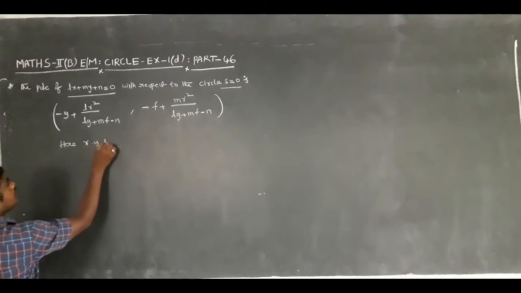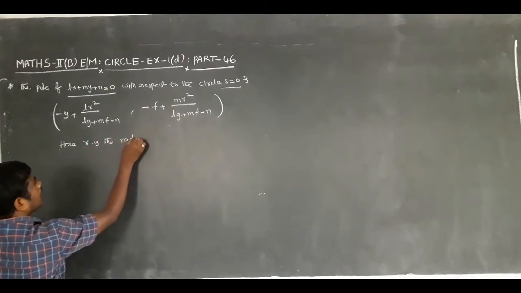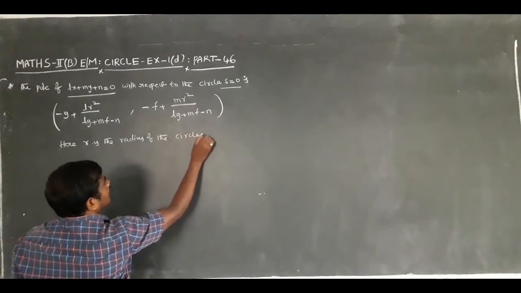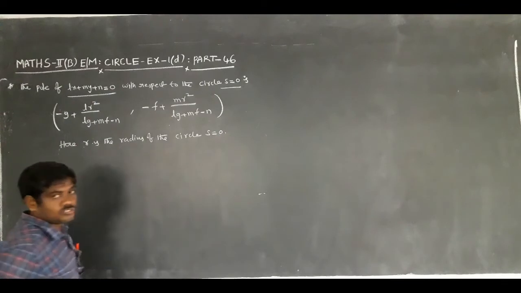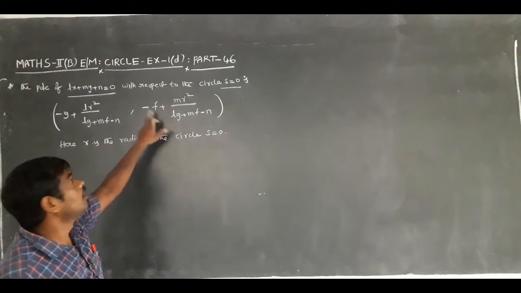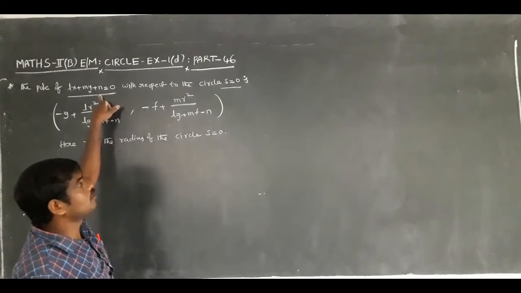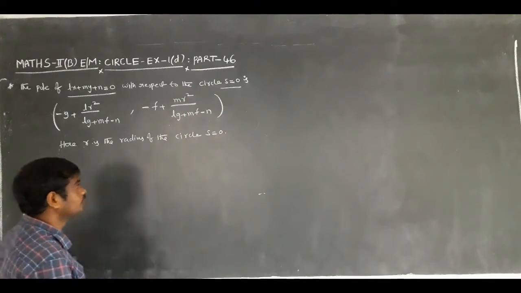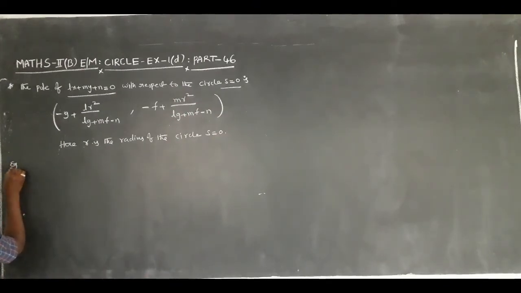This is the formula for finding the pole of Lx plus My plus N equals 0 with respect to the circle S equals 0. One example problem: Example number 2, page number 51.